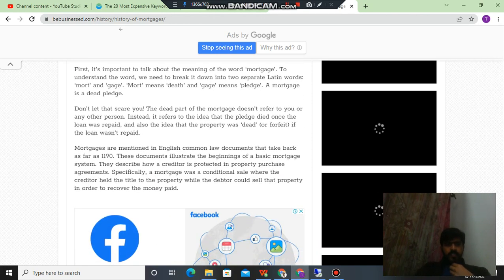Mortgages are mentioned in English common law documents that date back as far as 1190. These documents illustrate the beginnings of a basic mortgage system. They describe how a creditor is protected in property purchase agreements. Specifically, a mortgage was a conditional sale where the creditor held the title to the property, while the debtor could sell that property in order to recover the money paid.